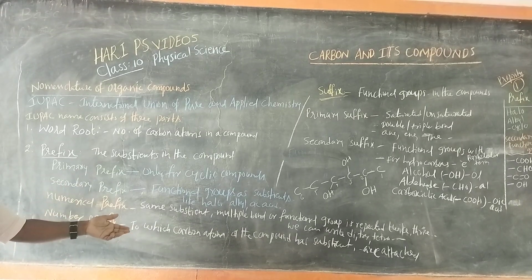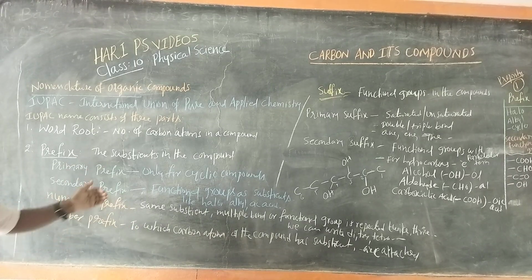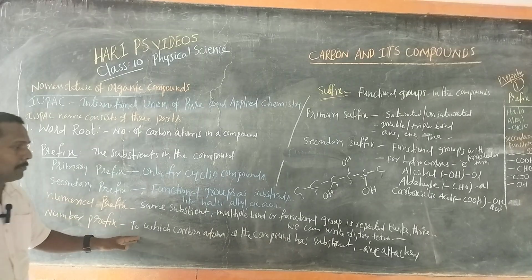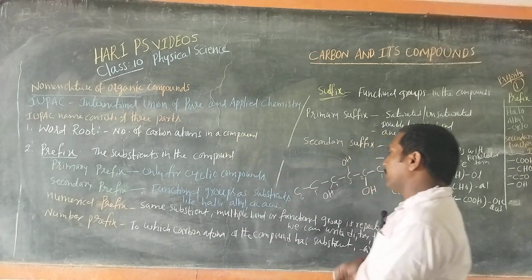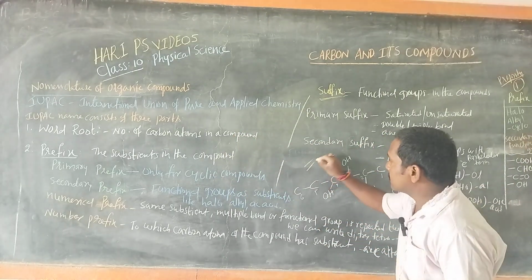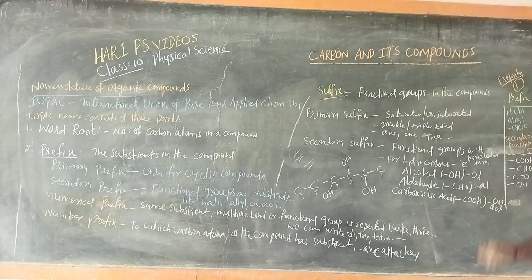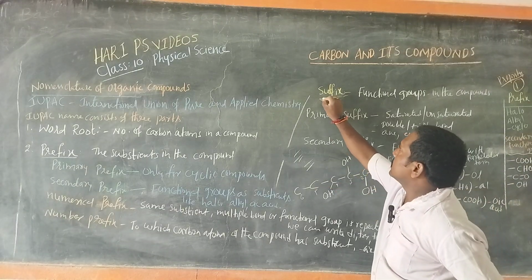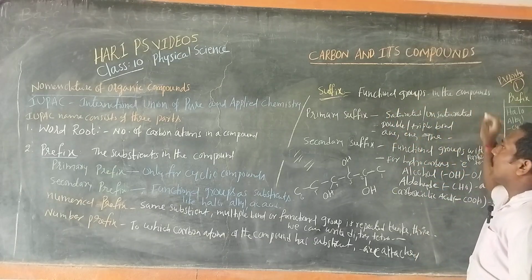How many, same or substituted. Number prefix for which carbon the substituents are substituted, like functional groups, double bonds, triple bonds, like that. Then the third part of the name of an organic compound is the suffix. So suffix is the functional groups in the compounds.